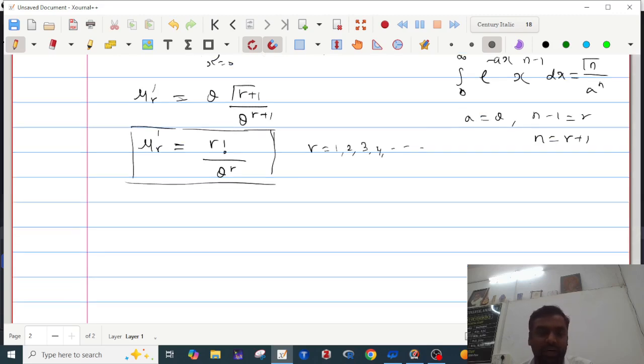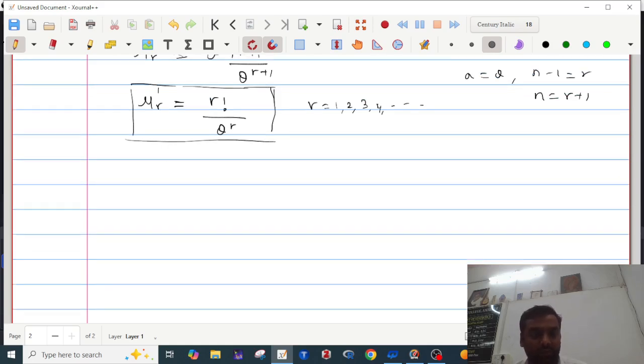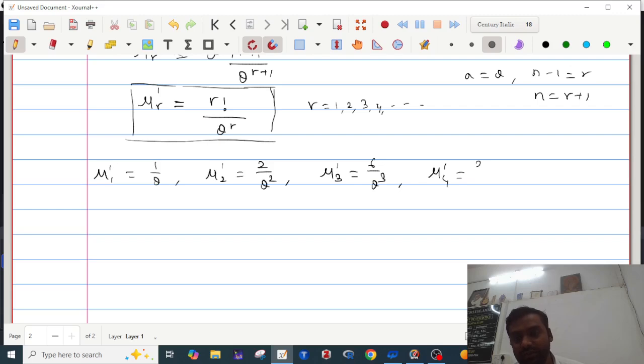So if you put the value of r equal to 1, 2, 3, 4, you will get the different values of raw moments. Already we computed mu 1 dash, which for r equal to 1 is 1 upon theta. Mu 2 dash is 2 factorial, that is 2 upon theta square. Mu 3 dash is 3 factorial, that is 6 upon theta cube. And mu 4 dash is 4 factorial, which is 24 upon theta raised to 4. This way we can find the moments using this general formula.